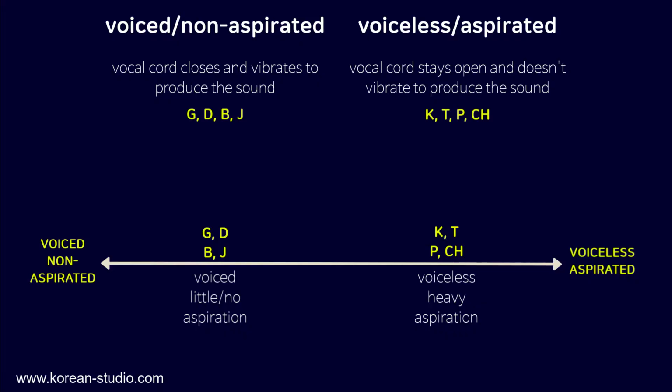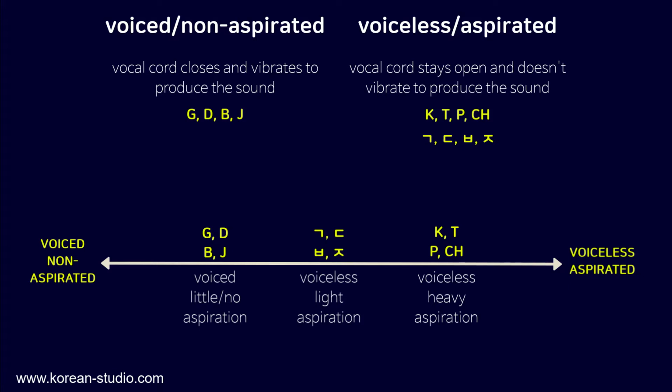Now, four Korean consonants, which we think of as being similar to G, D, B, and J, are 기역, 디귿, 비읍, and 지읒. However, as you may know already, there is a subtle difference between the English and Korean consonants. And it's all to do with differences in vocal cord vibration and level of aspiration. These Korean consonants are all voiceless sounds. So the vocal cords stay open and there is no vocal cord vibration.